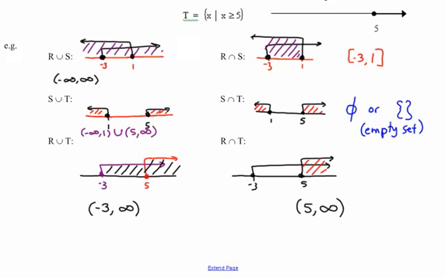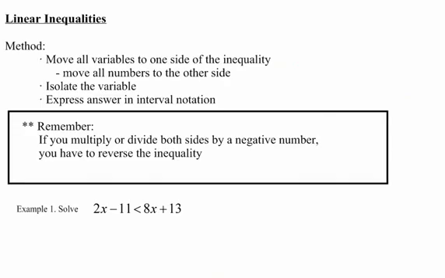Okay, so we're going to use union and intersection in part 2 of this lesson, when we're dealing with inequalities that have quadratics in them and absolute values. So let's move on.